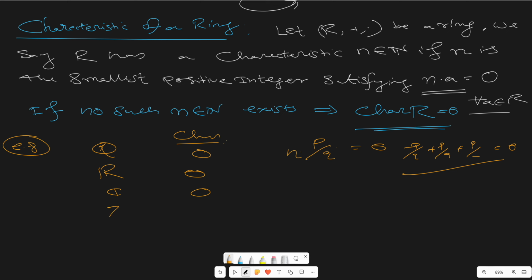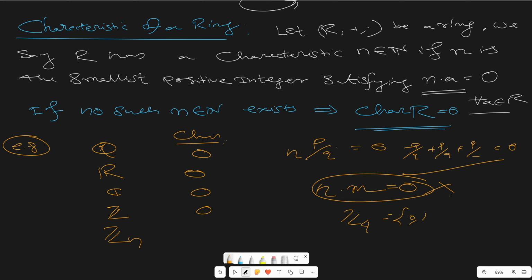The characteristic of Z is also 0. Can you find any integer such that this will give you 0? You cannot find it here. So in Zn, what is the characteristic? Suppose you have Z4. What is Z4? Z4 is 0, 1, 2, 3. So suppose you have Z4. Can you find any element here?